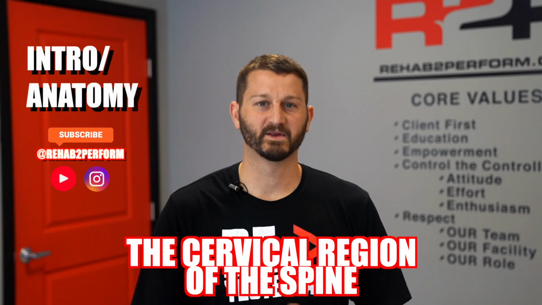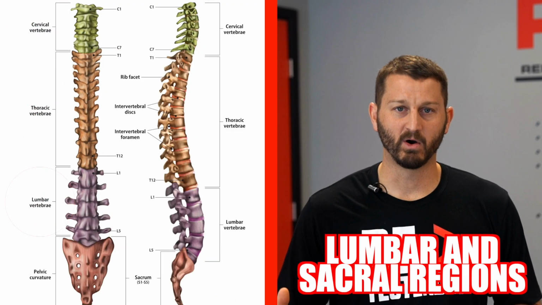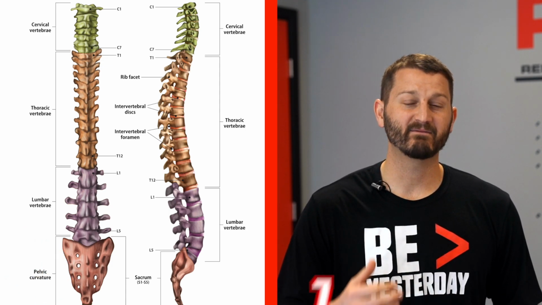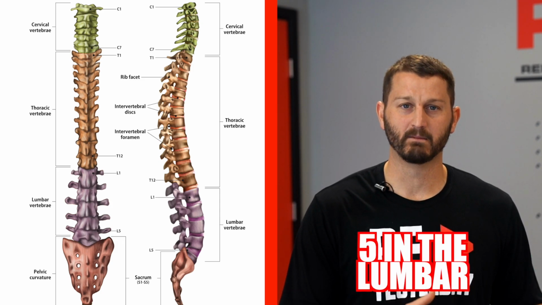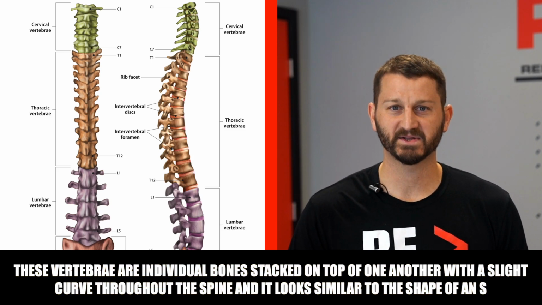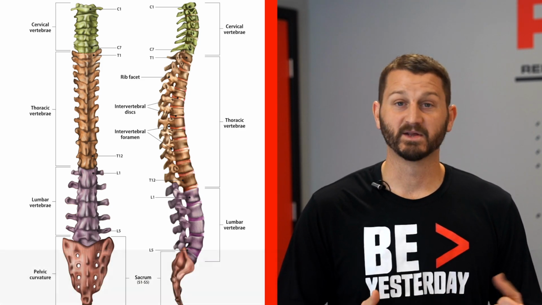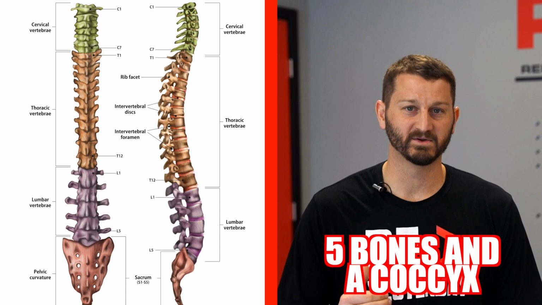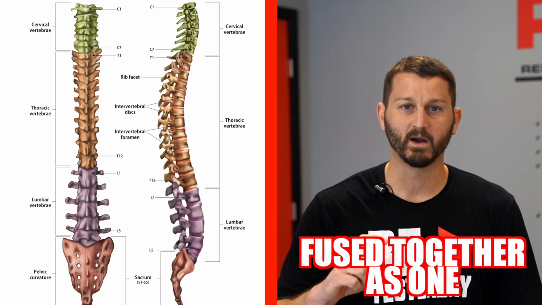The cervical region of the spine is what we're typically referring to when we discuss the neck. Now, the spine is divided into 4 regions: the cervical, thoracic, lumbar, and sacral regions. There are 7 vertebrae that make up the cervical region, 12 in the thoracic, and 5 in the lumbar. These vertebrae are individual bones stacked on top of one another with a slight curve throughout the spine, and it looks similar to the shape of an S. The sacral region is made up of 5 bones and a coccyx, or your tailbone. Now, these bones are all fused together as one.